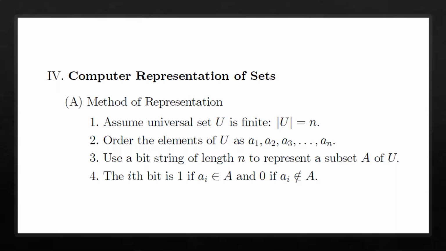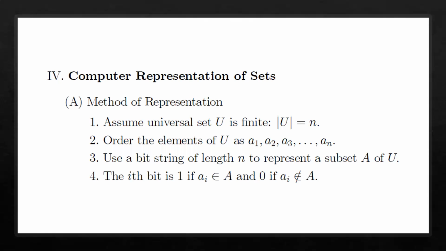One kind of small last thing we're going to go over here is the computer representation of these sets. The key here is to assume that the universal set, the universe that we're looking at, is finite, and in this case has cardinality n. So we assign an order to the elements. They don't have to have a natural ordering. We just need to put them in an order to represent it.